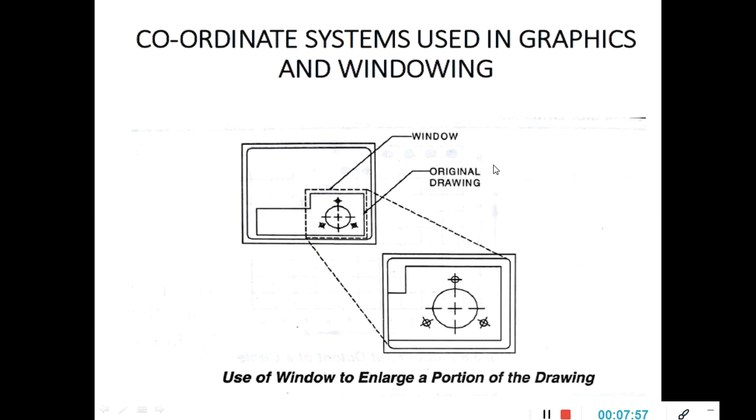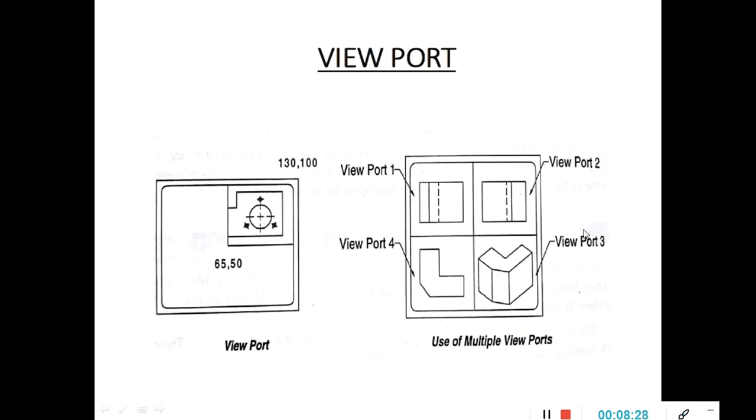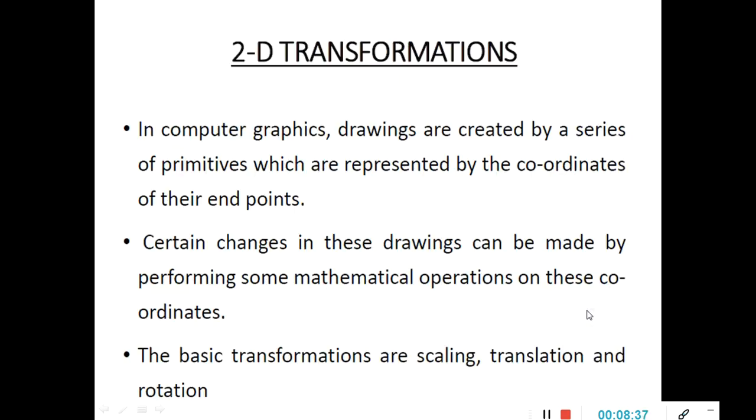Coordinate systems used in graphics and windowing. Windowing is nothing but enlarging that particular component. Let us consider this is the screen and this is the window, which is going to enlarge the portion. Suppose in the diagram something is invisible, then that particular area can be zoomed. That is known as windowing. Here this particular area can be viewed so that a clear appearance takes place with the help of this enlarged portion. These are the viewports. This is the front viewport. Multiple different viewports can be seen here.